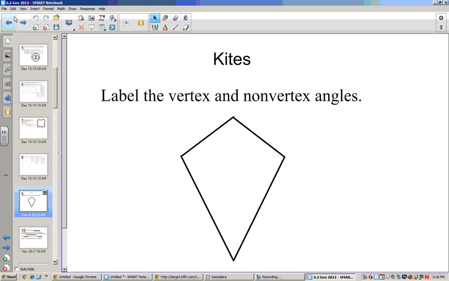All right, a kite is a quadrilateral where it has two sets of congruent sides. And these congruent sides are going to be consecutive, so they're going to be two in a row and two in a row. Now we have vertex angles and non-vertex angles. The vertex angles are the angles between the two congruent sides, and then the non-vertex are the other two.